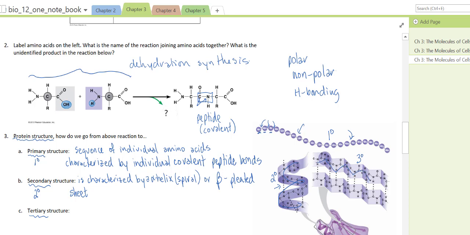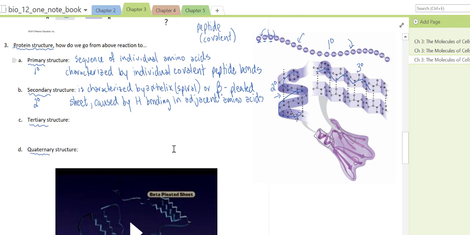What determines that is hydrogen bonding in adjacent amino acids. Remember, in those functional groups, the carboxylic acid and the amino group, some of these are going to have slightly positive ends and slightly negative ends. As you join them together, these attractions will twist them either into this spiral or into this beta pleated sheet.